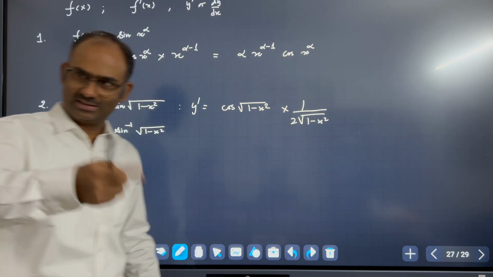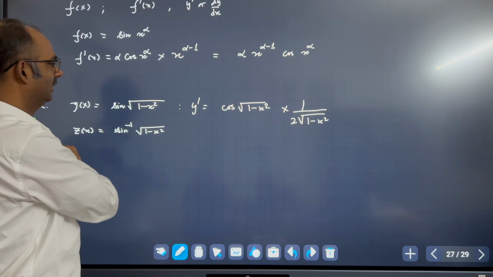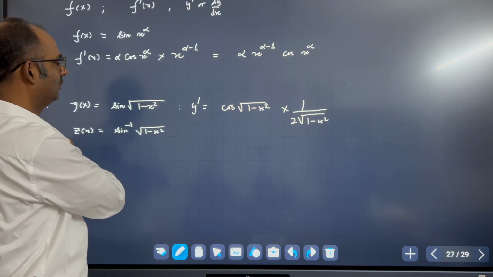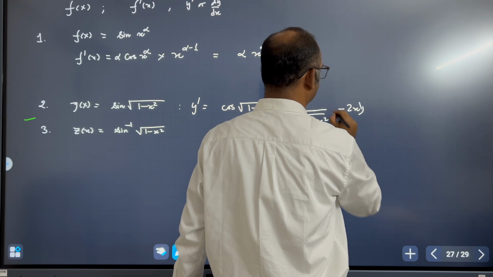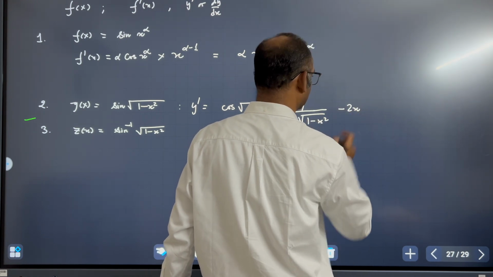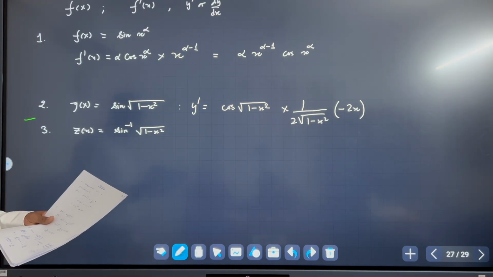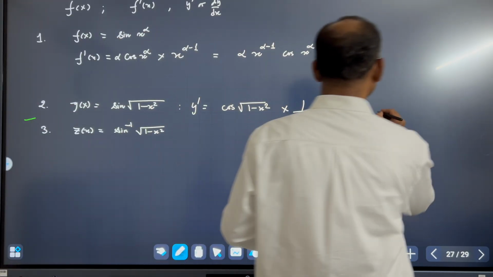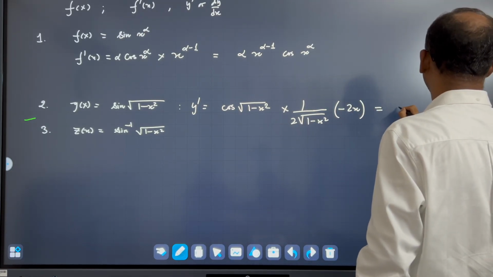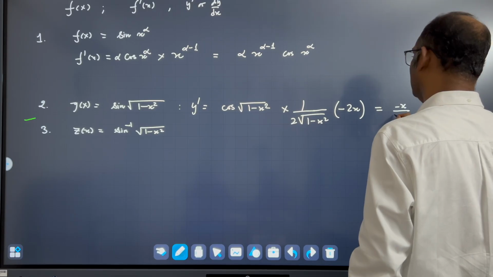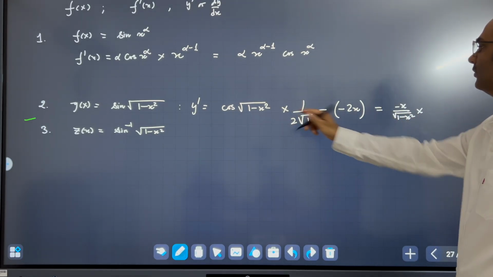So see, it's a nested chain rule I am using. Now I should differentiate what's inside. What is inside? 1 minus x square. What's the derivative of it? Minus 2x. That's your answer. So I'll write it down a little neatly. You should write, 2 cancels. There's a minus sign. Minus x over square root of 1 minus x square times cos of.